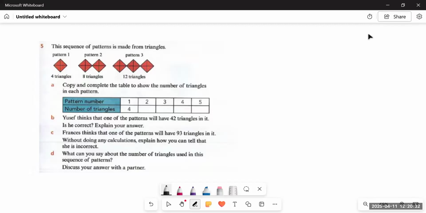In the next question, the sequence of patterns is made from triangles. In pattern 1, we have 4. In pattern 2, we have 8. In pattern 3, we have 12 triangles, and so on. Now we have to copy and complete the table to show the number of triangles in each pattern. So we can see that the number of triangles is 4, then 8, then 12. If we go on with the sequence, we will find that 4, 8, 12, there is a common difference of 4.